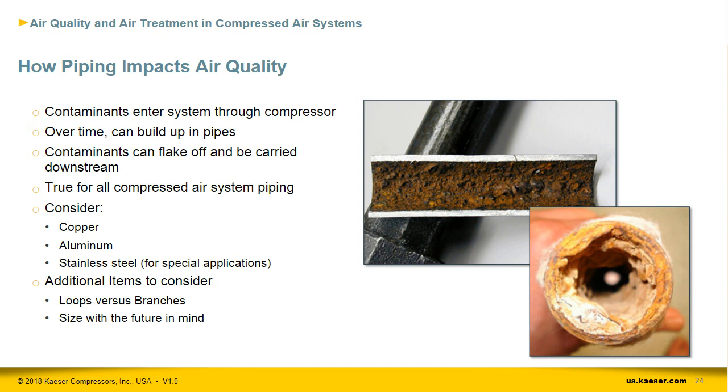Stainless steel is also an excellent choice, but it's going to be much more expensive, and it's typically only required for special applications. Whenever possible, piping should be sized and looped to reduce overall air velocity and pressure drop. There's that key word again, pressure drop. You're paying, again, for every 2 psi drop, a 1% reduction in overall energy costs, or an increase, depending on how you look at that. If it's a 2 psi increase, it's a 1% increase in energy cost.